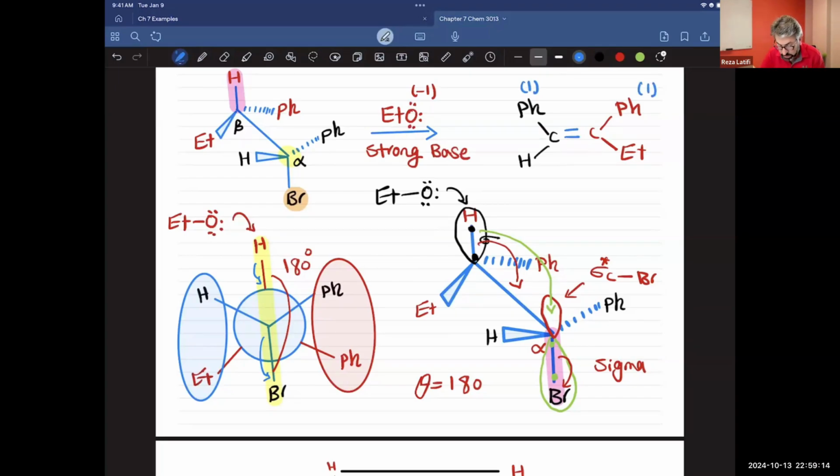And the configuration here, I should say, we're talking technically about E or Z configuration. So I'm going to say this one, because it has the two phenyls on the same side, will be the Z isomer or configuration.